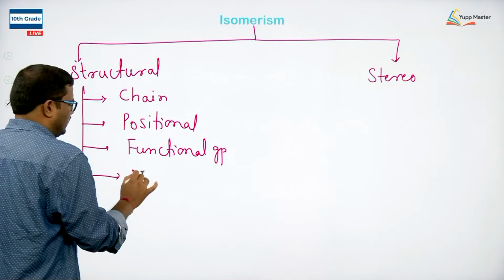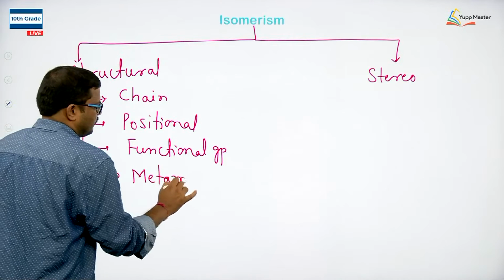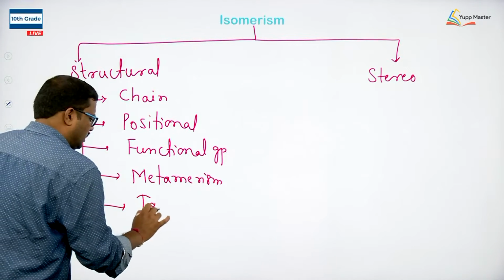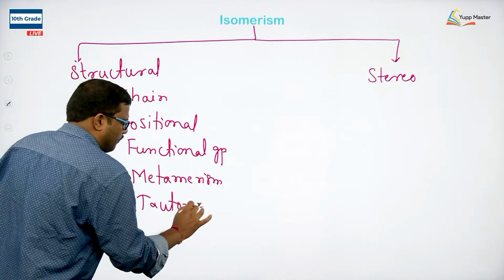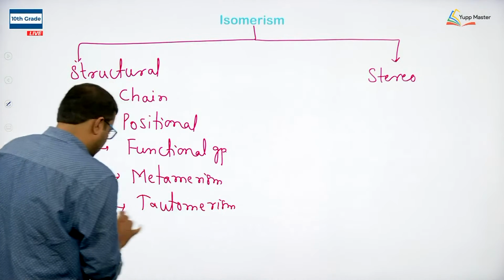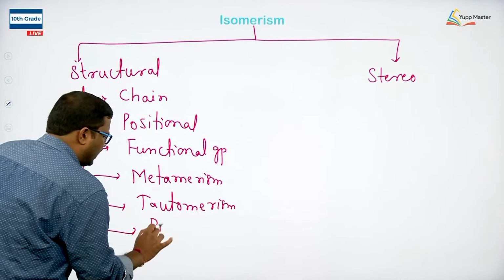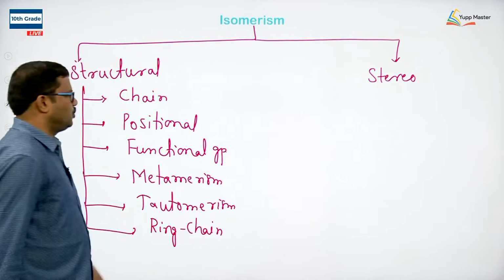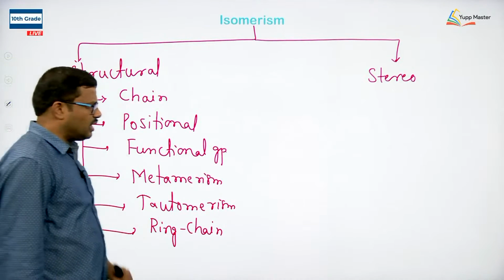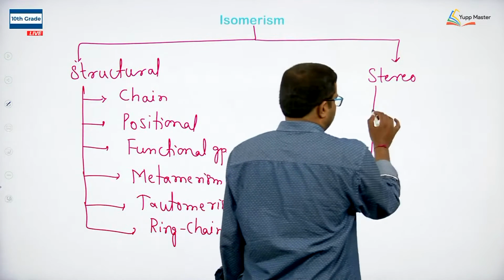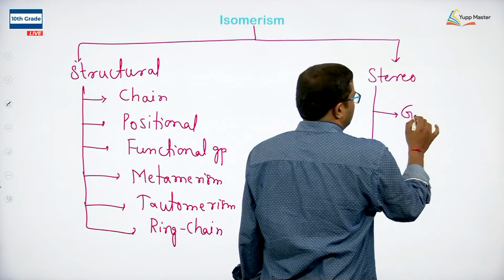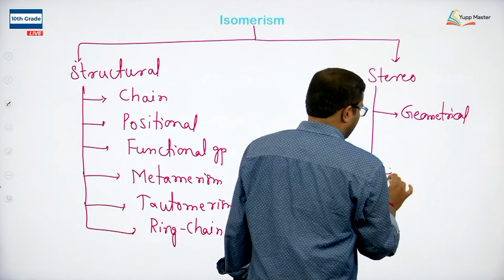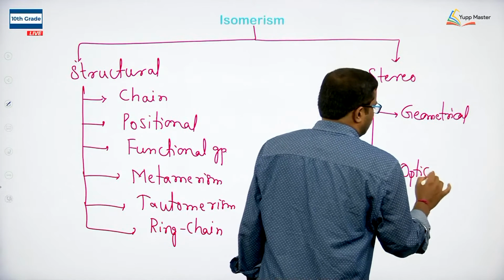and then we have seen metamerism, and then we have seen tautomerism, and we can even consider ring chain isomerism as structural isomerism. So we have discussed these many different types of structural isomers. In the case of stereo, we have come across geometrical isomerism and optical isomerism.